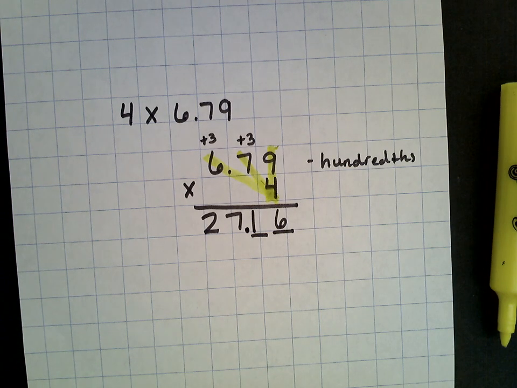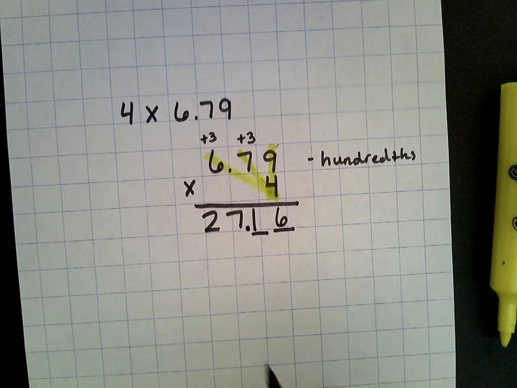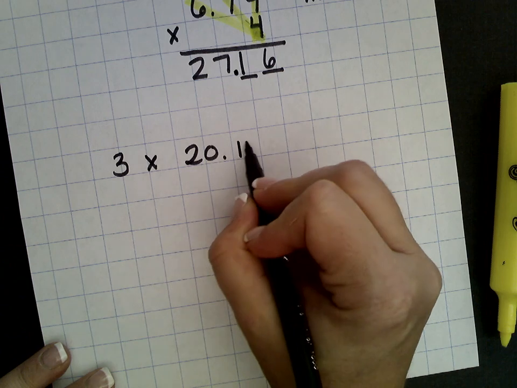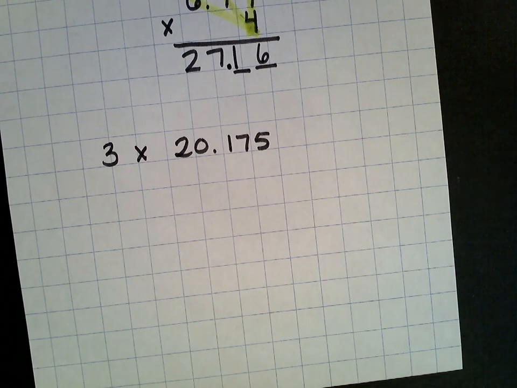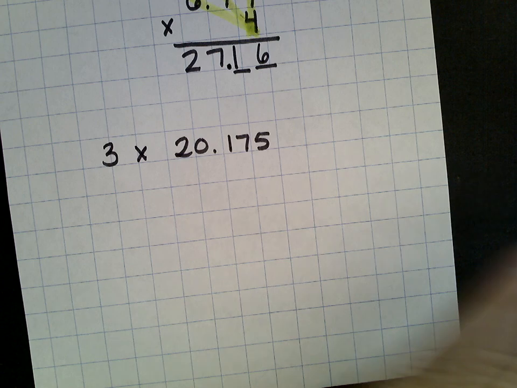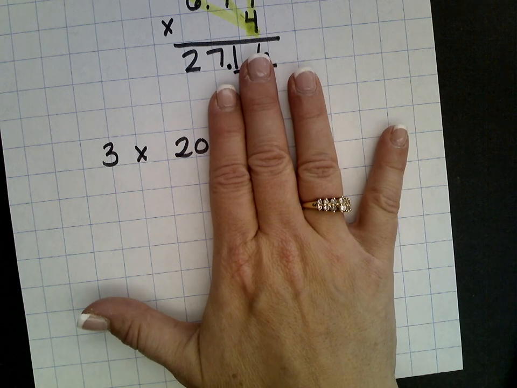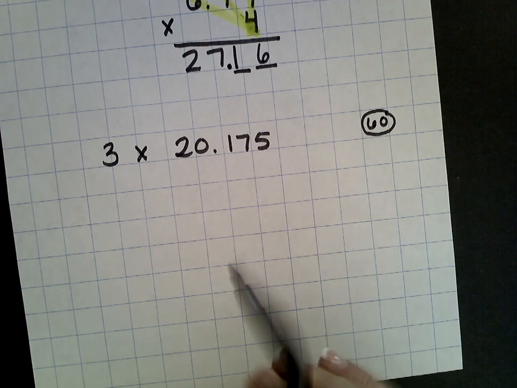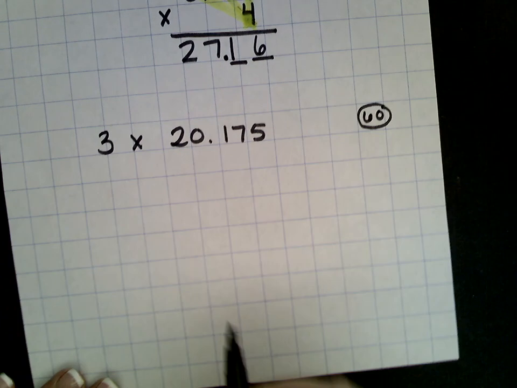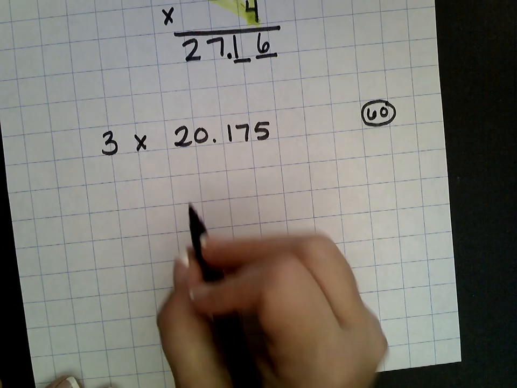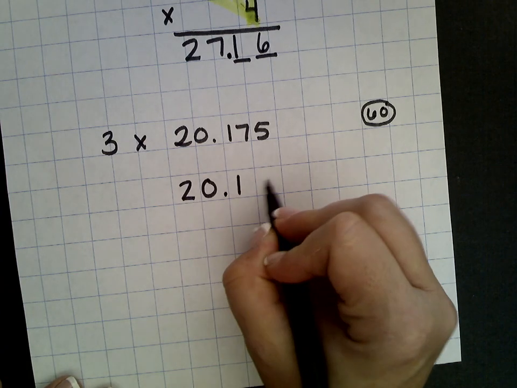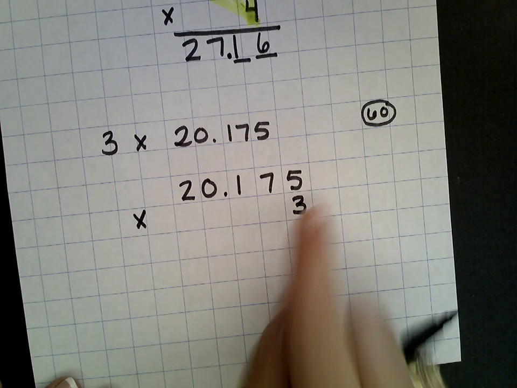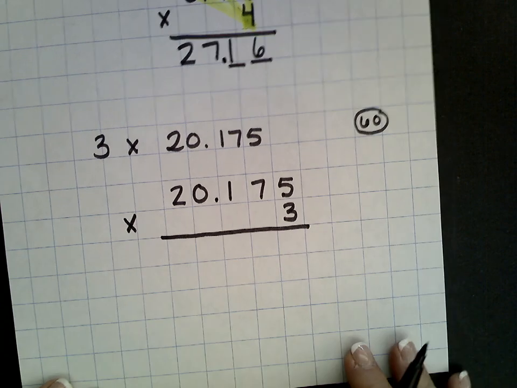All right, we're going to do one more together. Let's do 3 times 20 and 175 thousandths. Wow, that looks like a biggie. So pretending the decimal's not there, 3 times 20 is 60. So we know our answer is going to be about 60. So let's see if that holds true. This one has more digits, going with 5 digits. 20 and 175 thousandths times 3. Notice how I write a number in each space using the graph paper properly.